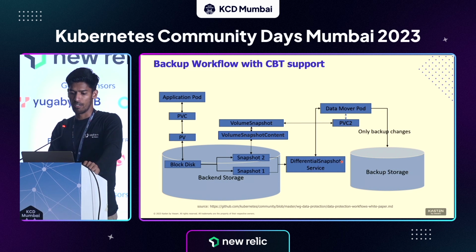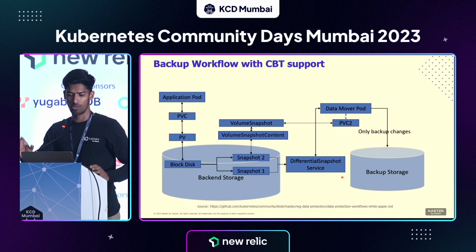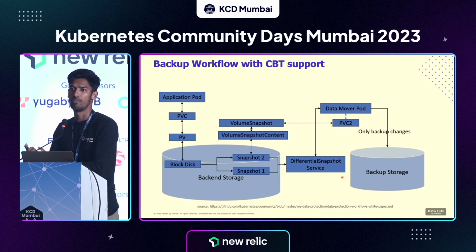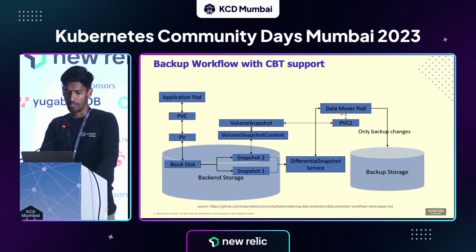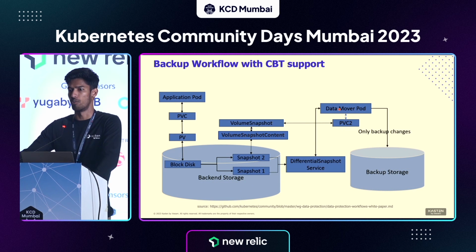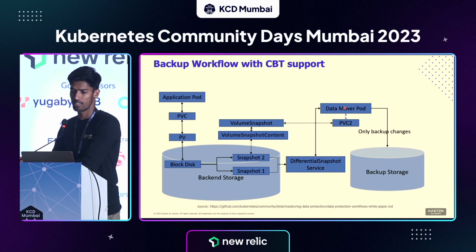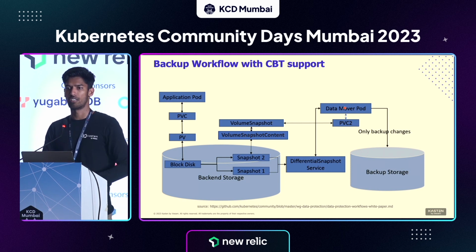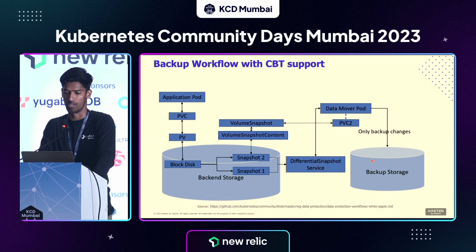Now, using the CBT service, we'll request the CSI driver to compare these two snapshots and just give us information about which blocks have changed. So the backup client would get information about which blocks have changed. Let's say the first block, block 100, and block 200 have changed. Then the client would look for those blocks in the disk, get the data from them, and just copy that data to the backup storage.